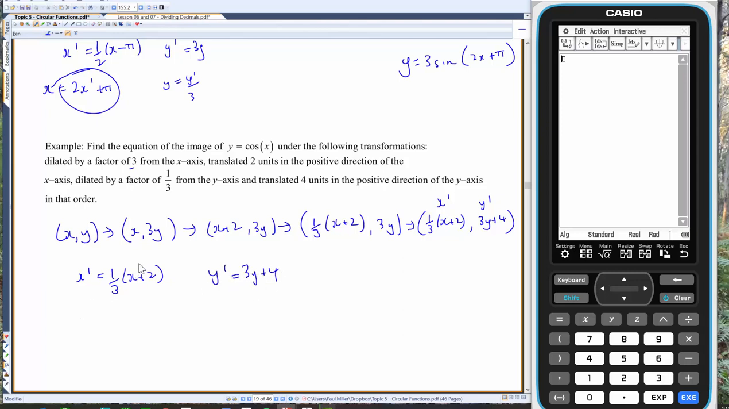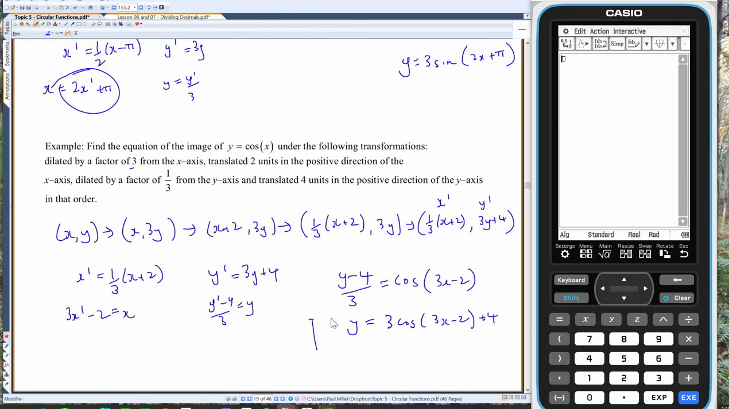All right, now let's make x the subject because I want to sub for x and sub for y. So I'm going to go 3x dash take 2 equals x, and y dash take 4 on 3 equals y. All right, let's make the substitutions and drop the dashes. Y take 4 on 3 equals cosine 3x take 2, y equals 3 cosine 3x take 2 plus 4 as our new or transformed function.